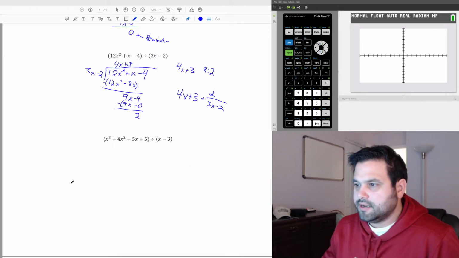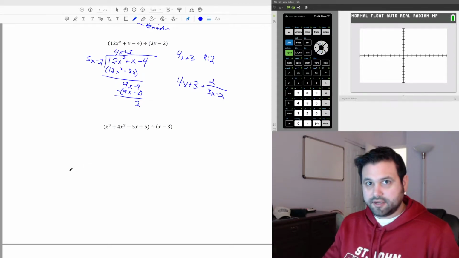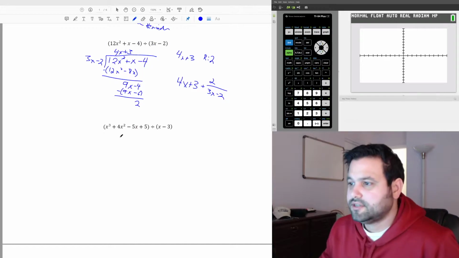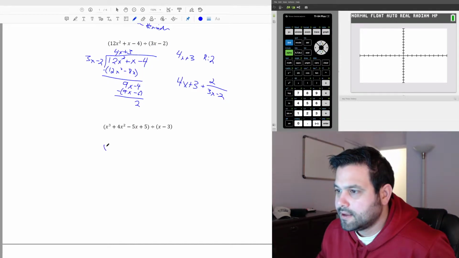Right? And here's another example. I would have you guys probably pause this, do it by yourself first, and then check in. So I'm going to set this up. We got our polynomial here, and we're dividing it by x minus 3.